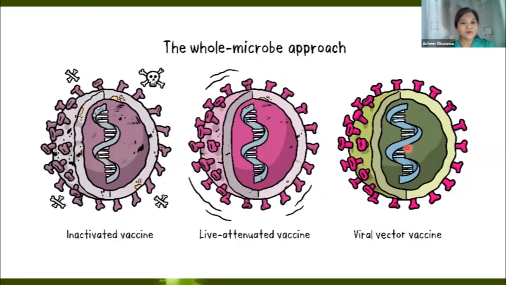Using the whole microbe approach, we have the inactivated vaccine, where the virus is subjected to chemical exposures that inactivate the virus, and then they administer it through the vaccine. We also have the live attenuated vaccine, where the live virus is injected, but it is weakened or attenuated so that it will not cause the disease that the virus causes. And then we have the viral vector vaccine. They make use of another virus that is not able to multiply, put the genetic material into that virus, and then use that for the vaccine.